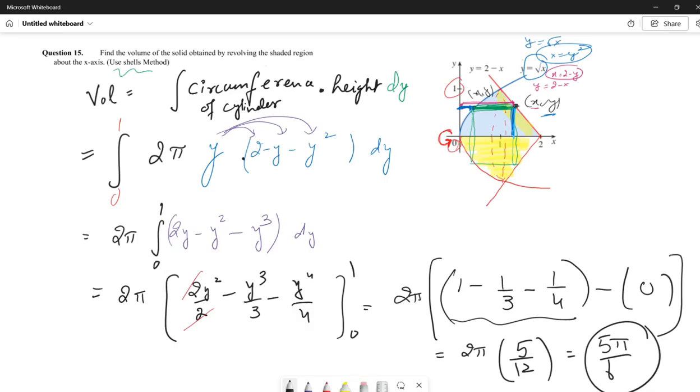So let's summarize a little quickly. Using the shell method, we have our formula as the circumference of the cylinder times height. If the rotation is around the horizontal x-axis, then the integral is with respect to y. Okay. So we are going to find the radius of the cylinder. The radius of the cylinder came from this blue line here. That was just the y value. And for the height of the cylinder, we had to subtract two x values. So we had to find the x value from the line and the x value from the parabola, subtracted them to get the height. And then the integral was a simple integral from the power rule.